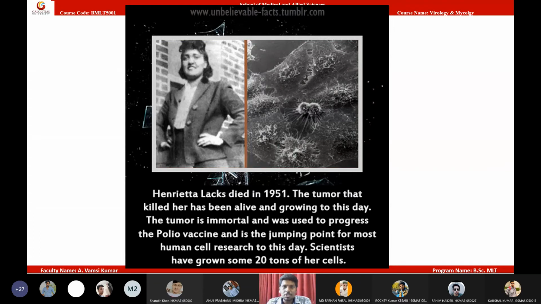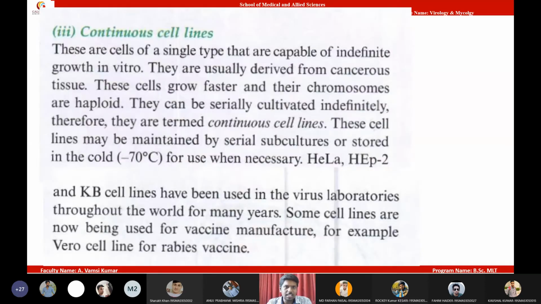So today we have continuous cell lines for growing viruses. These cell lines were developed from HeLa. They are called HeLa cell lines. Currently we are using HeLa and Hep2 cell lines. We have one more cell line called KB cell lines, which are also called baby hamster kidney cell lines. So these are the 3 most commonly used continuous cell lines for the growth of viruses: HeLa cell lines, Hep2 cell lines, and KB cell lines.